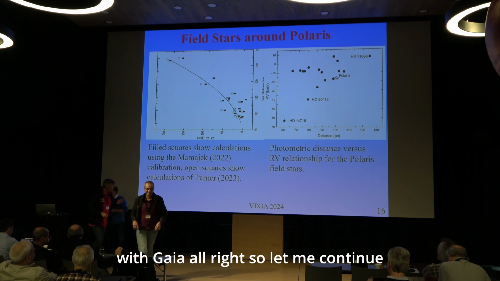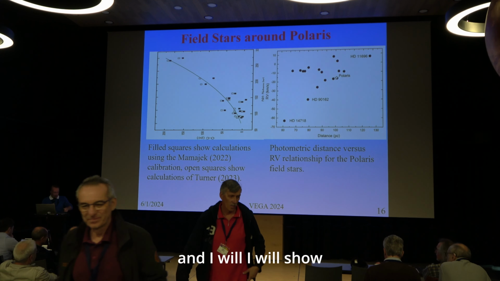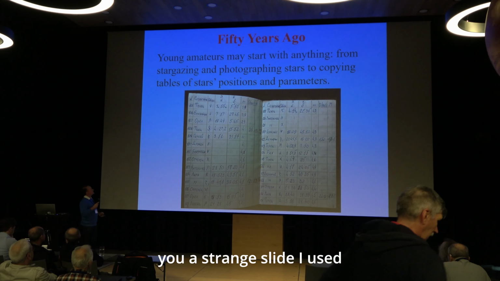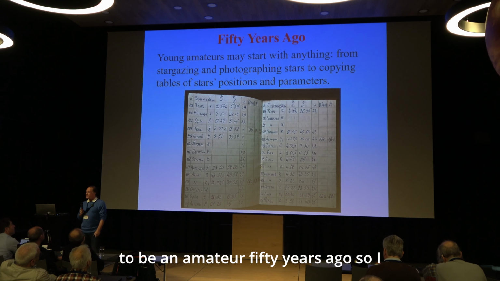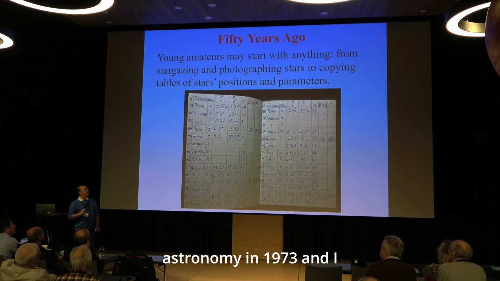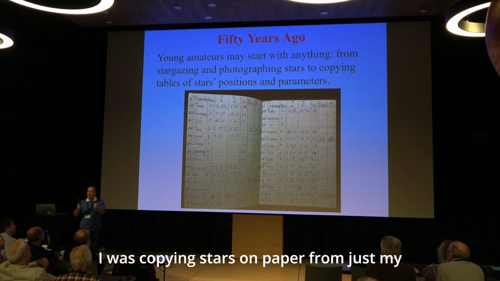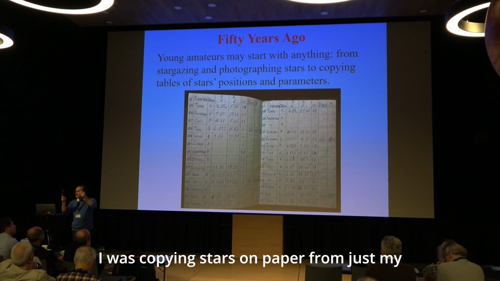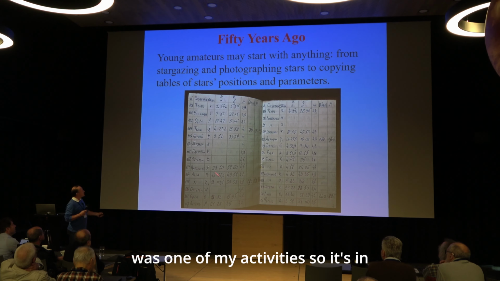Okay. All right, so let me continue, and I will show you a strange slide. I used to be an amateur 50 years ago. I just fell in love with astronomy in 1973, and I started doing some strange things, some of which are listed here. So I was stargazing. I was copying stars on paper from just my binocular. I didn't have a telescope, and this was one of my activities.